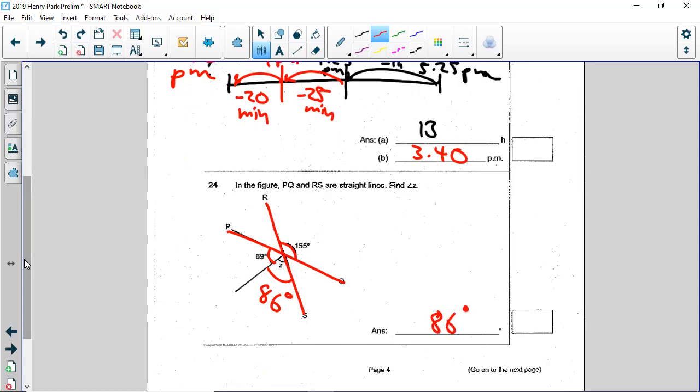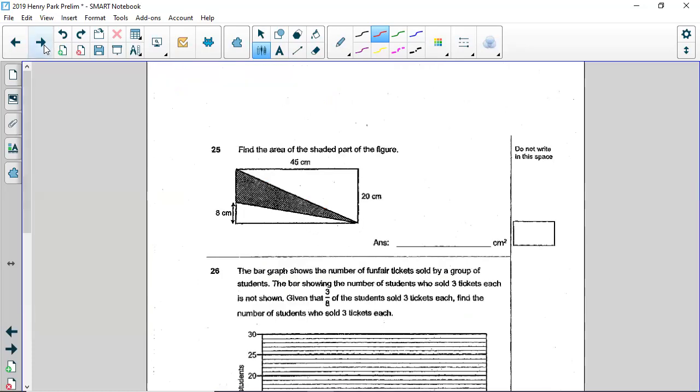All right. Okay, hope you didn't have a lot of mistakes, but this paper one is a bit hard. There are some questions that are actually quite hard. So you just try your best to get as many marks as you can. All right, let's go to question 25.